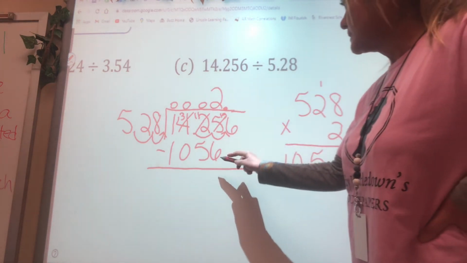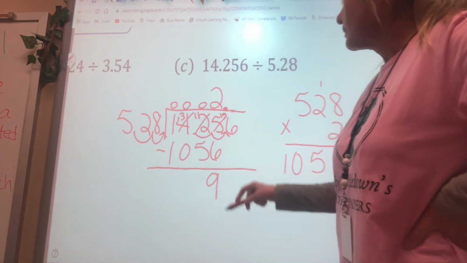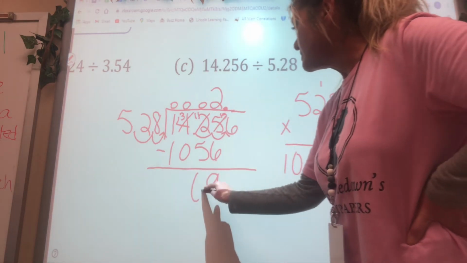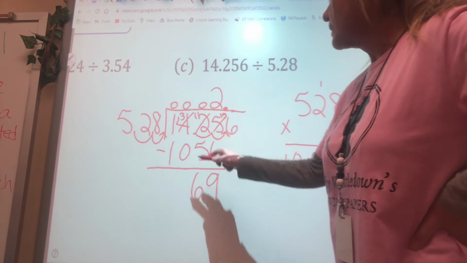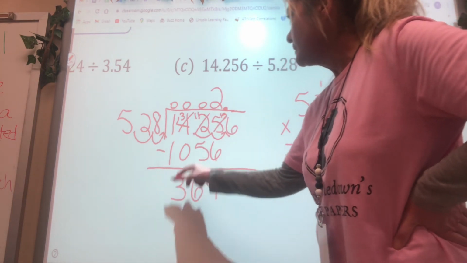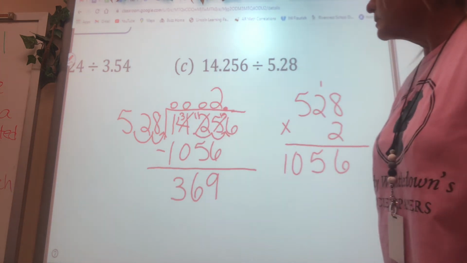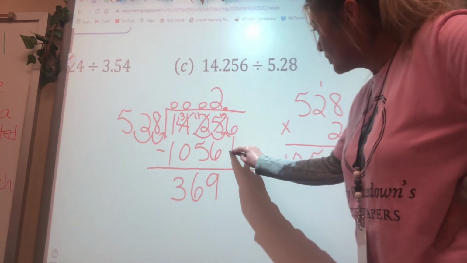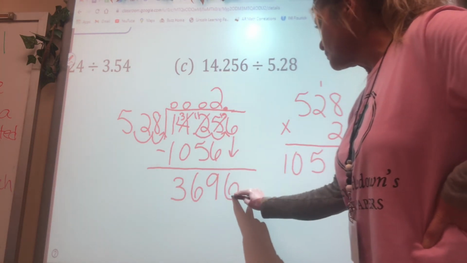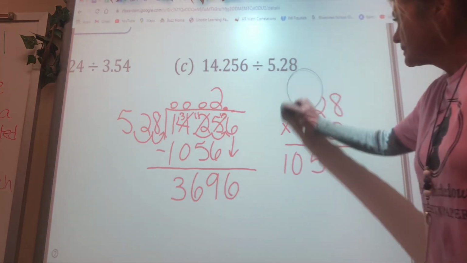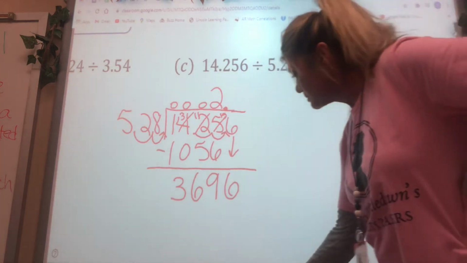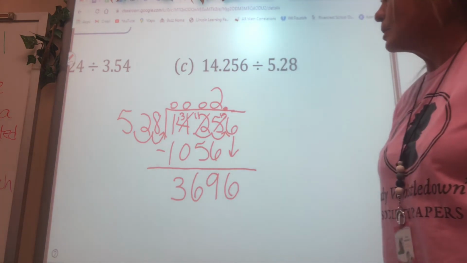15 minus 6 is 9. 11 minus 5 is 6. And 3 minus 0 is 3. And 1 minus 1 is nothing. So we bring our next digit down. And we have 3,696. Well, we start the process over.